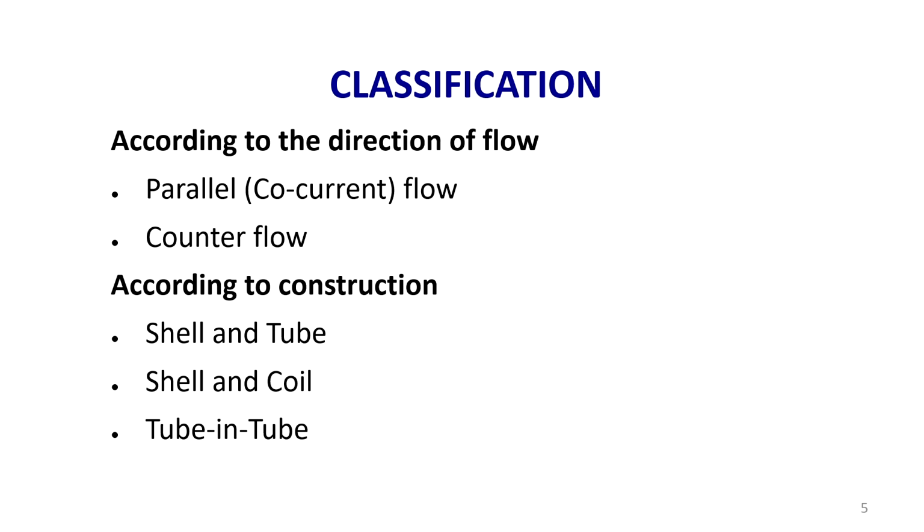Classification of heat exchanger. According to the direction of flow, it is classified as parallel and counter flow. Then according to the construction, we can use shell and tube. Instead of tube, a coil is used, the tube is replaced by a coil, then tube in tube, or sometimes we can call it a double pipe.